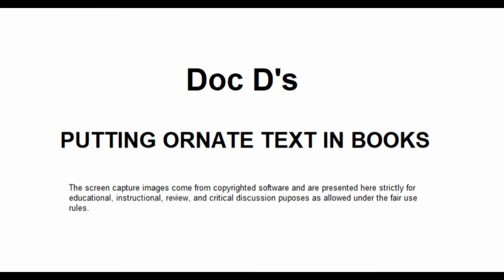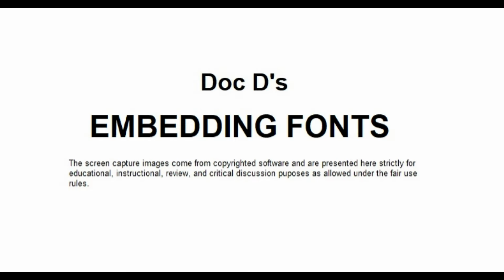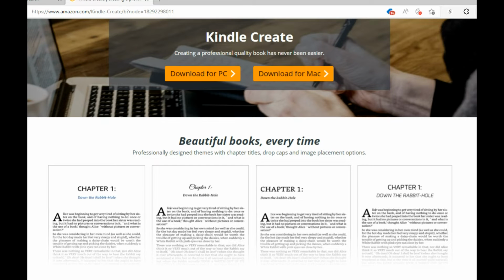Today we're talking about putting ornate text into ebook and print book. There are many ways you can do this. One way is by embedding fonts, and we have a separate video on that elsewhere on my site. Kindle Create might help you do this.